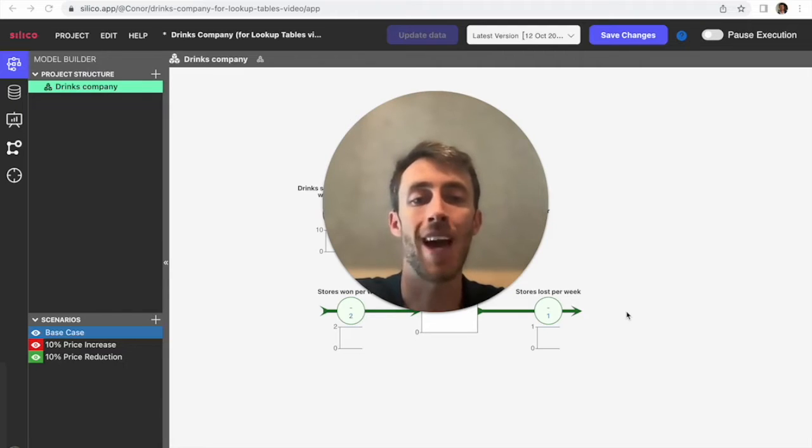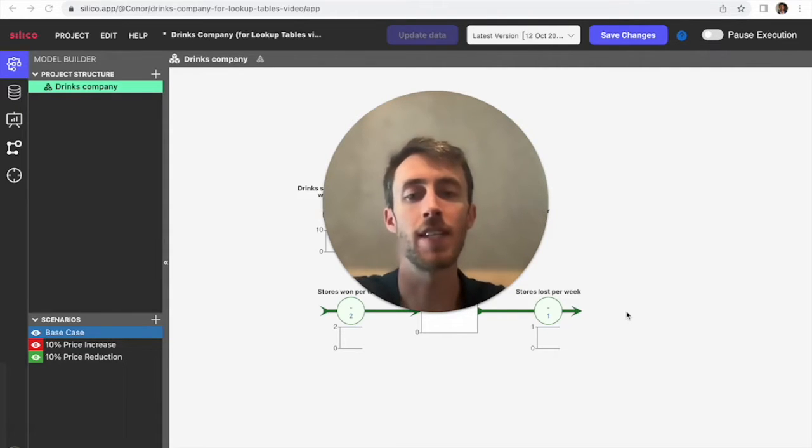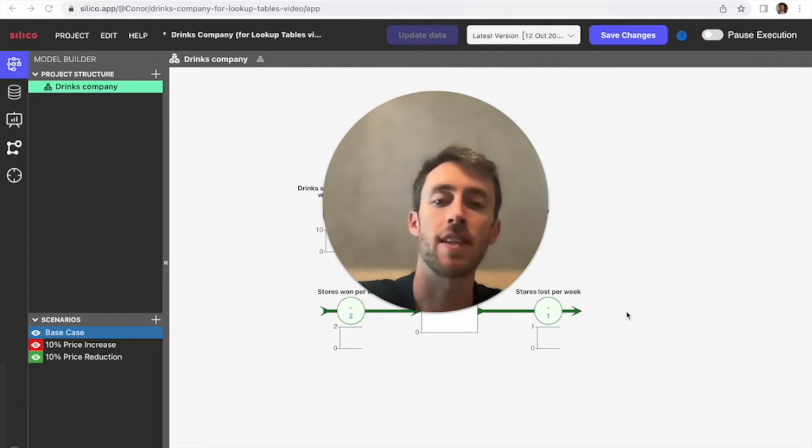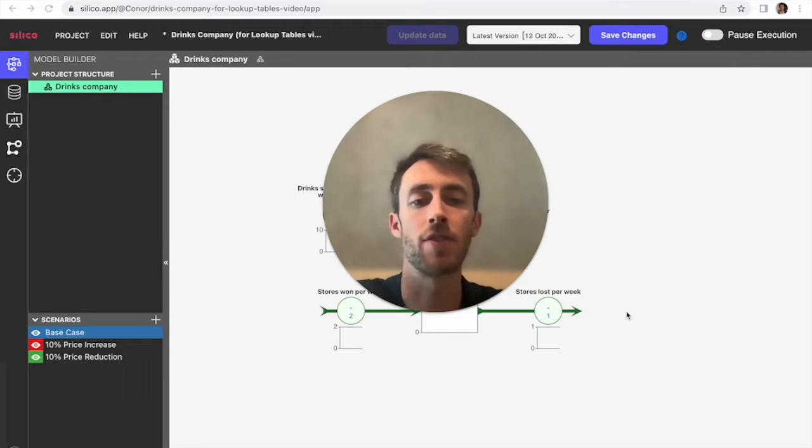So lookup tables capture these complex relationships without the need to create complex equations, and as their name suggests, they simply look up the value of an outcome variable in a table that maps the values of the input variable to the outcome variable. So we can ground this in an example by continuing our model of the drinks company from our other videos.